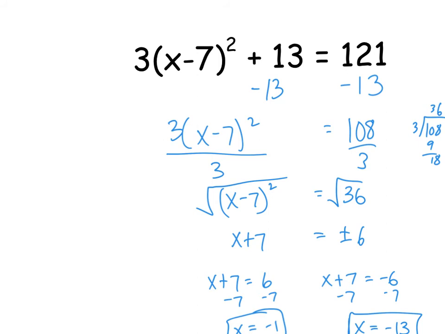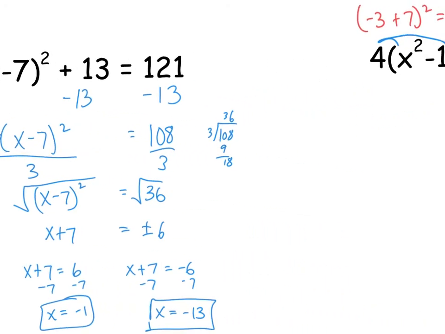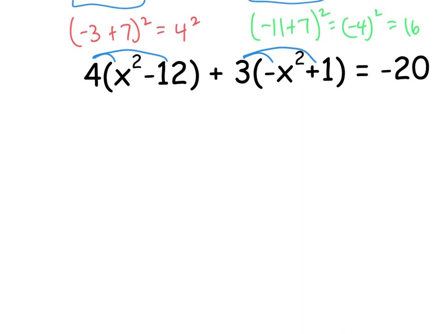If you wanted to do the squaring part, you would have to actually multiply it out, or FOIL it, as we sometimes call it, and it just makes things a lot more messy. So the steps that we did on number 3 are the optimal way of solving that. Now, for this one, we do want to distribute those in and combine like terms. So we get 4x squared minus 48 plus negative 3x squared plus 3 equals negative 20.